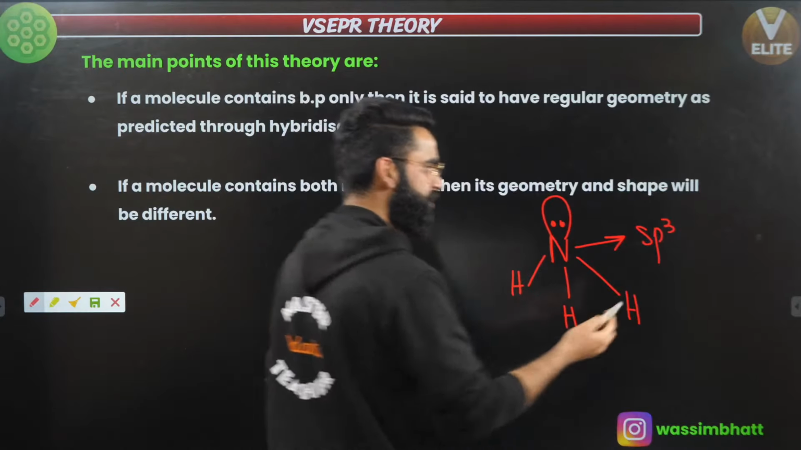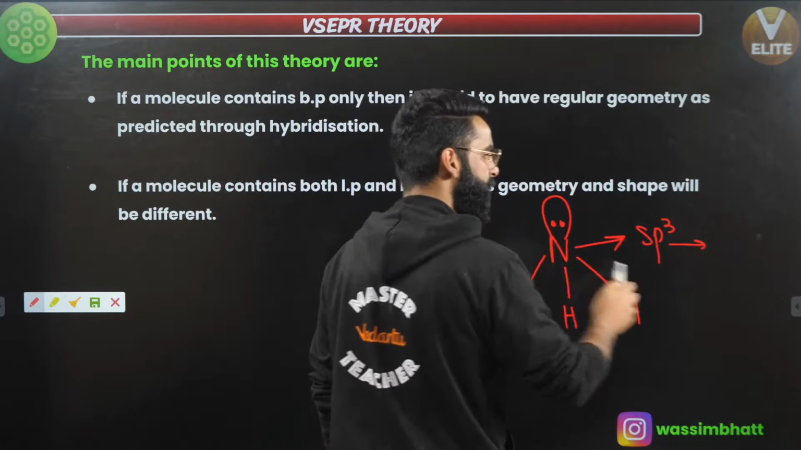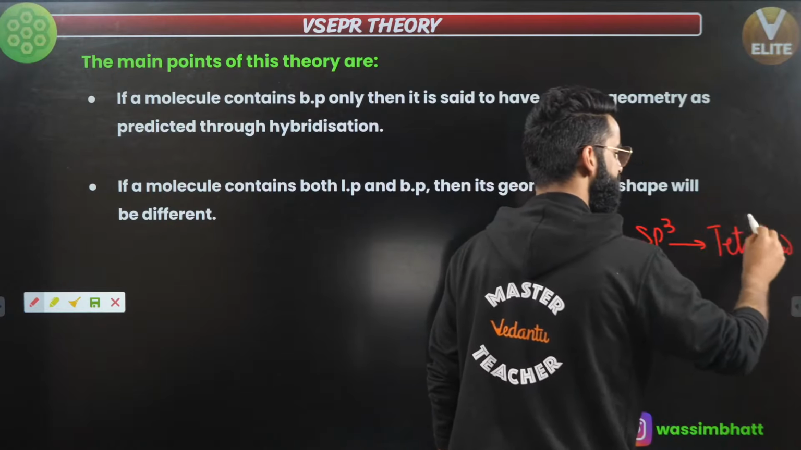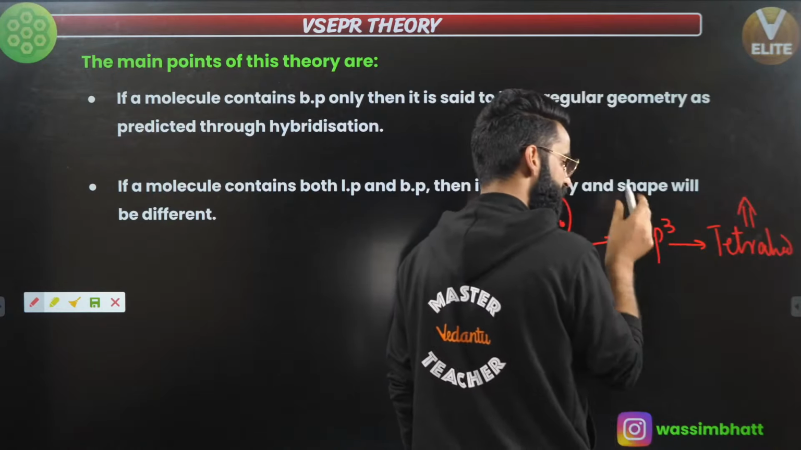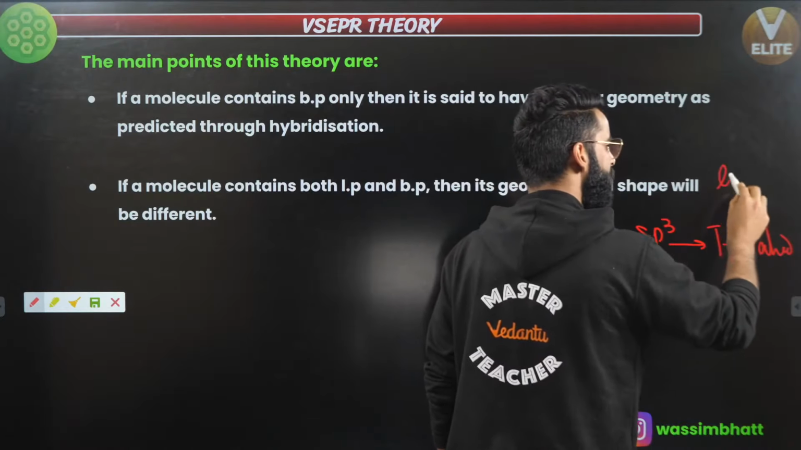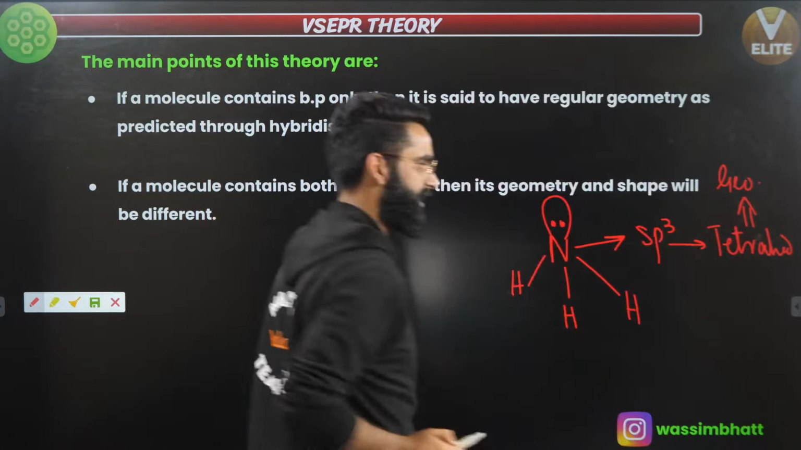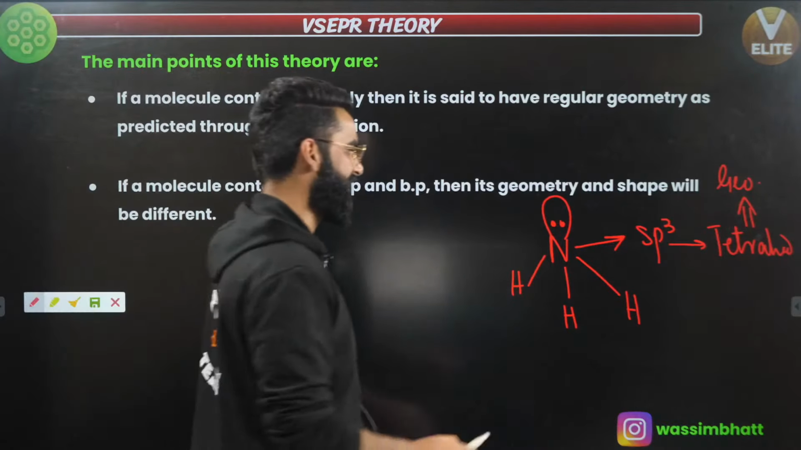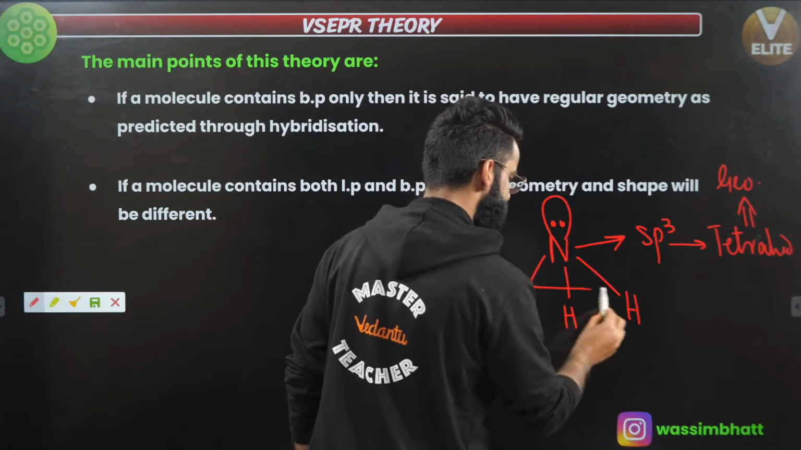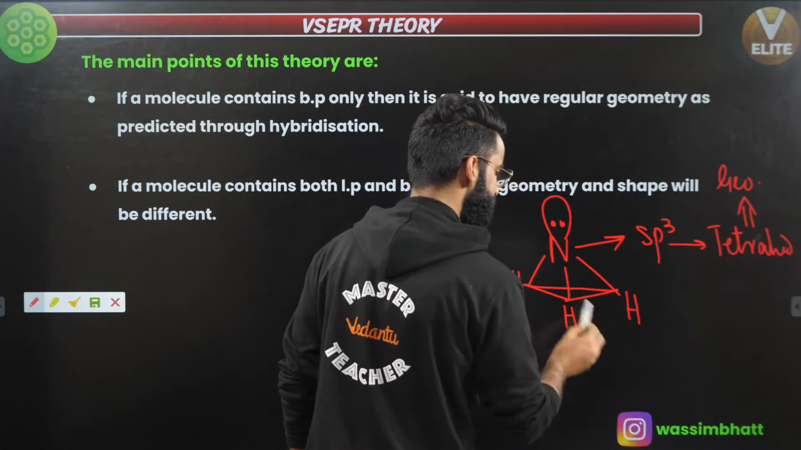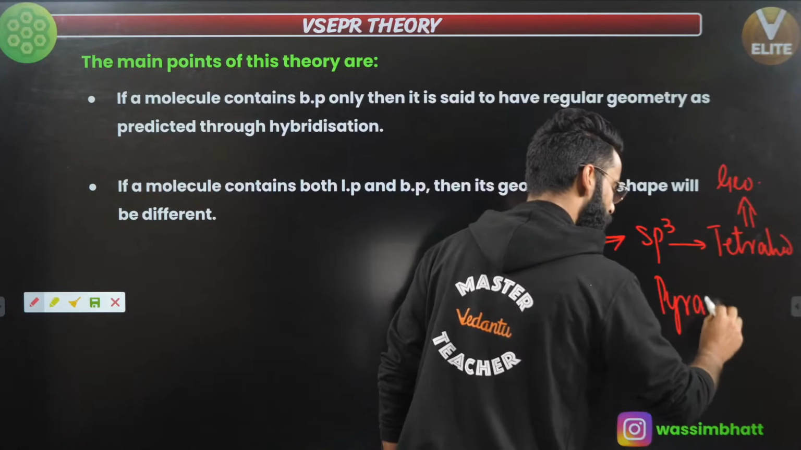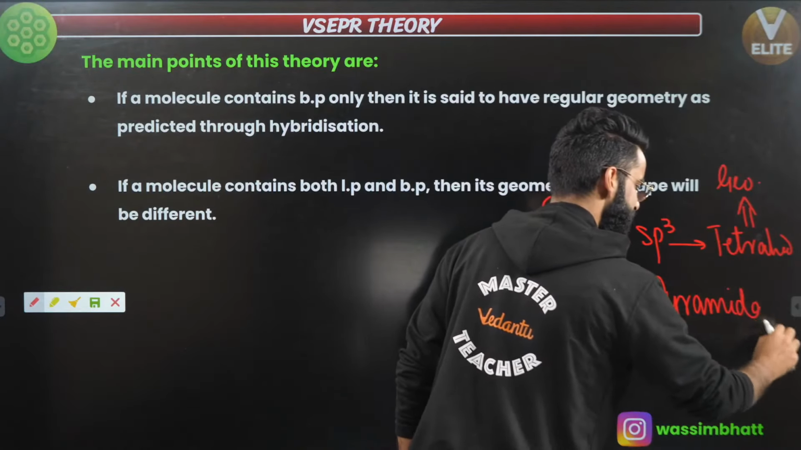So, as per the hybridization concept, what should be the geometry of the molecule? The geometry of the molecule is tetrahedral. This is the geometry I'm talking about. As per hybridization, whenever there is sp3 hybridization, the geometry of the molecule is tetrahedral. But its shape is not tetrahedral. As you must know, its shape is pyramidal. Its actual shape is pyramidal. So why is it pyramidal? You'll get the idea in some time.